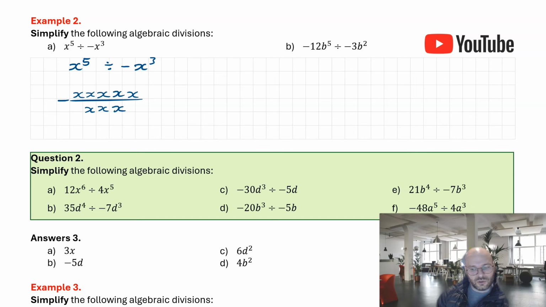Final step, we cancel 1 for 1. This x goes, so this one goes. This one goes, and this one goes. This one's gone, so that one's gone. Left over we have a negative, and then in the numerator we have 2 x's, so we get negative x squared.